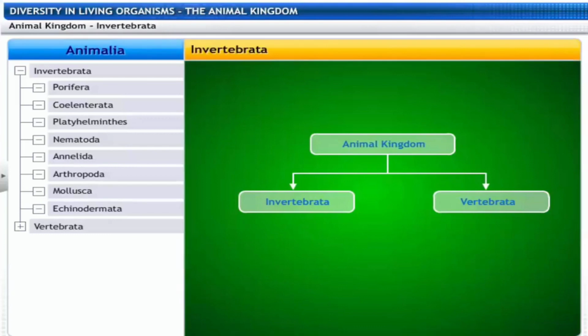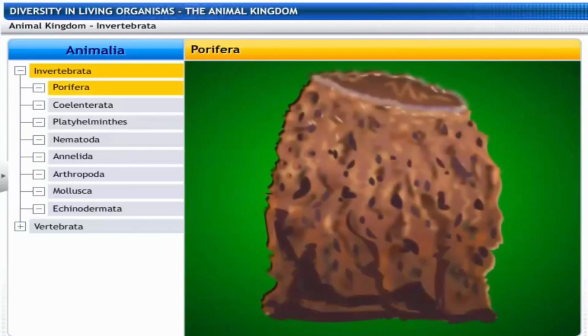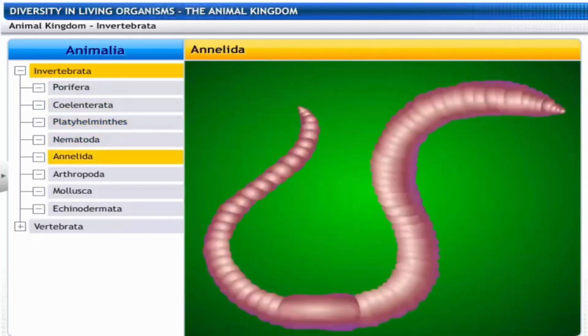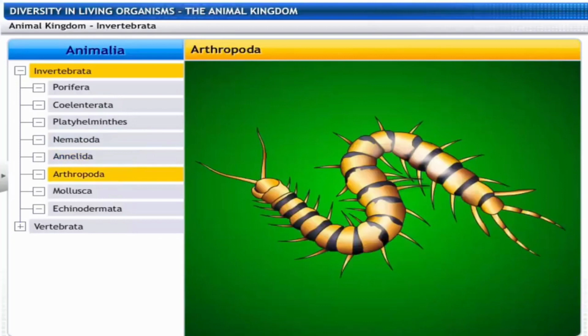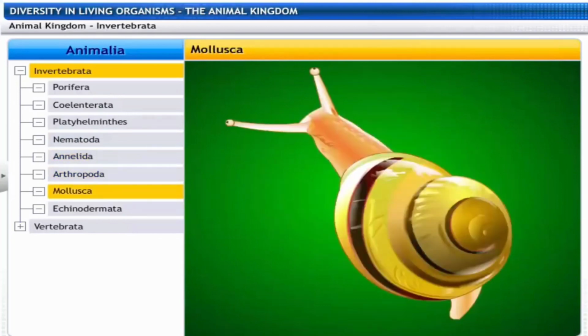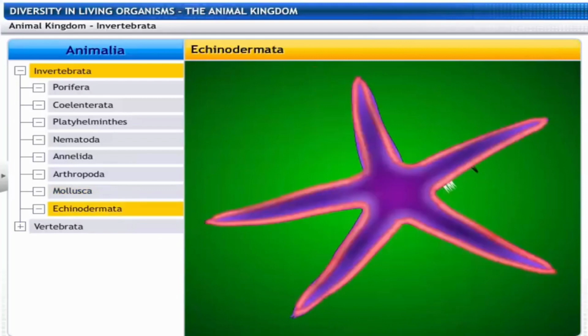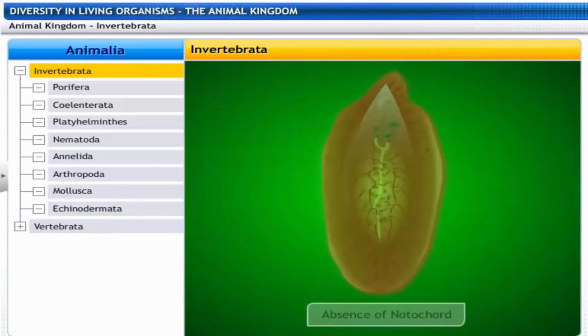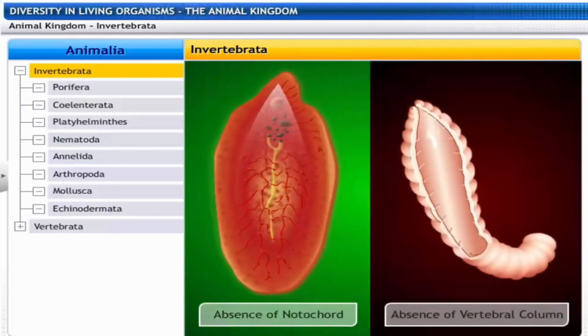The subkingdom Invertebrata is classified into Porifera, Coelenterata, Platyhelminthes, Nematoda, Annelida, Arthropoda, Mollusca, and Echinodermata. Invertebrates are characterized by the following features: absence of a notochord and absence of a vertebral column.